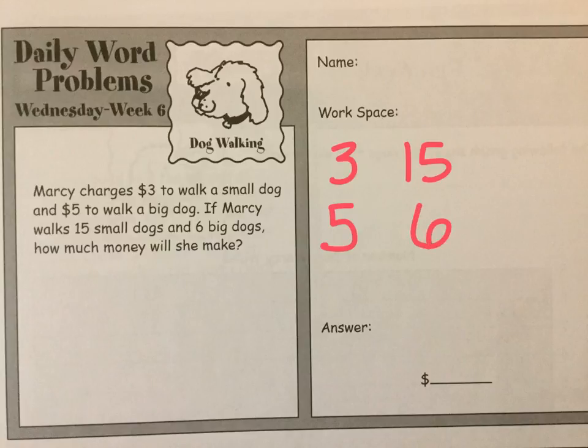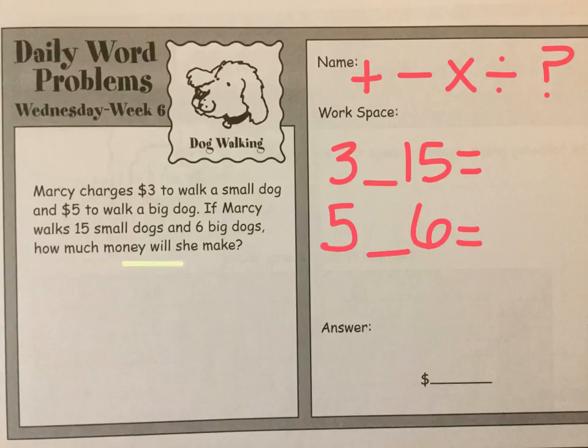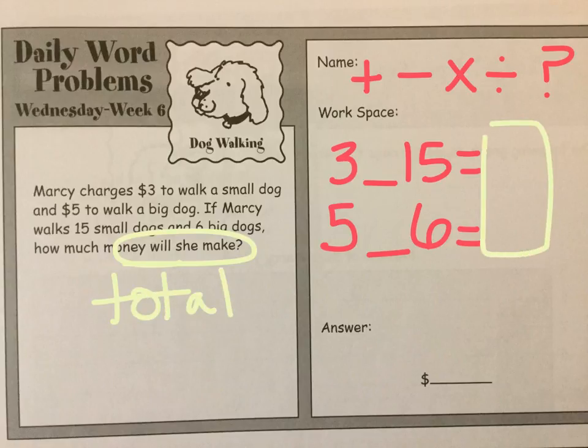So the question is, what do I do with these numbers? Would I add, subtract, multiply, or divide? Think about that. See what seems reasonable here. Then when we go back to the problem, the last step would be, how much money will she make? They're looking for a total for all of these dogs. Okay? Good luck, guys.